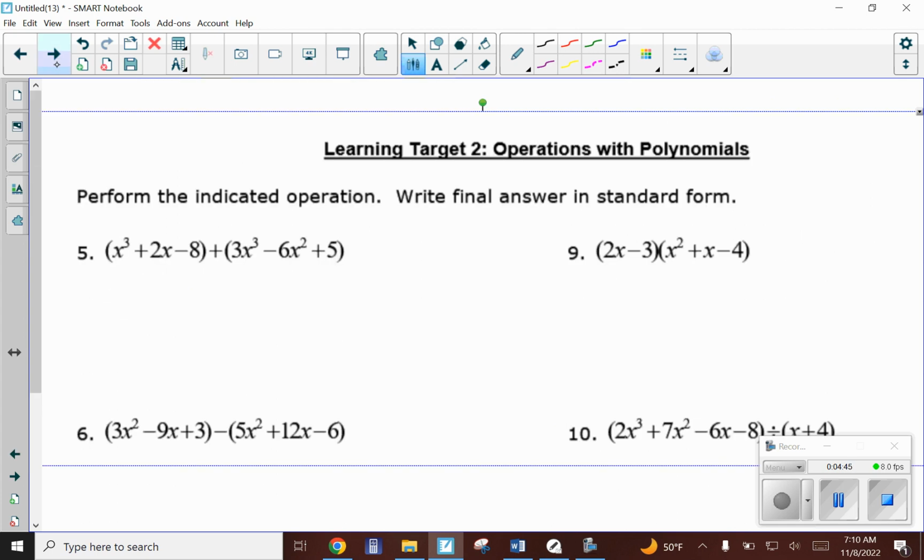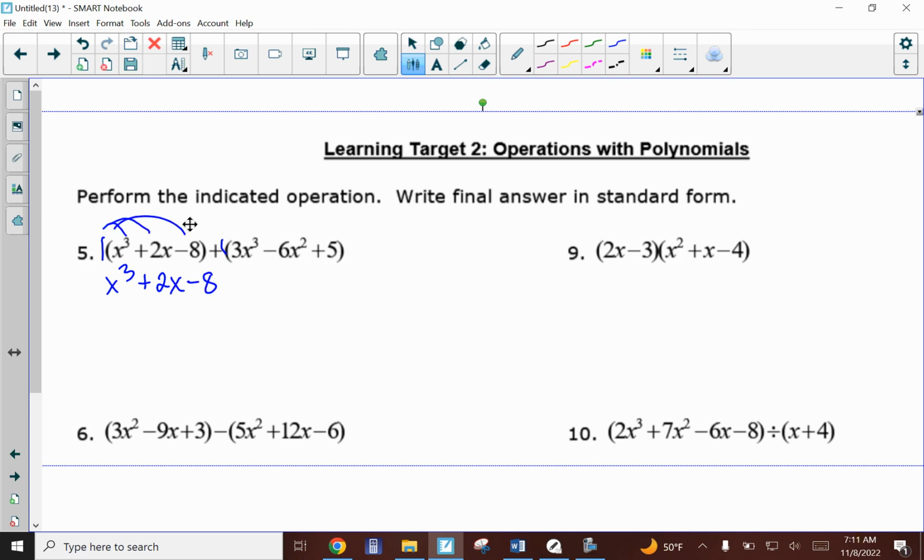Okay, learning target 2 is operations with polynomials. So what we want to do here is add, subtract, and multiply. So we're going to go ahead and start off by adding. When we add, there's a +1 out in front. So basically this clears your parentheses, because when you multiply everything by 1, nothing happens. Both of these have a positive 1, so nothing's going to happen to any of them. So I'm going to just bring this stuff down without the parentheses.